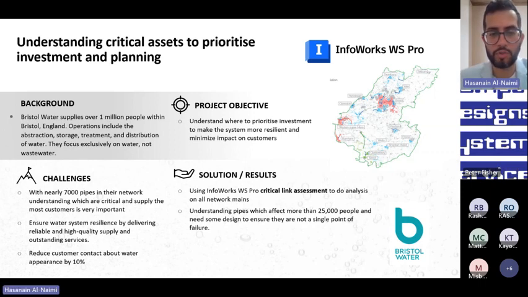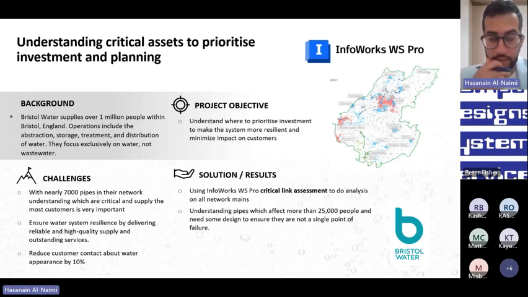So they would like to know, as I said, which pipes are critical and supply the most to the customer. And the other goal was to ensure the water supply systems are okay when it comes to water quality, right? So they had some water quality problems that they wanted to look at. And the last thing is they wanted to, of course, reduce customer contact, reduce the complaints by 10%. So these are the goals that they set up initially.